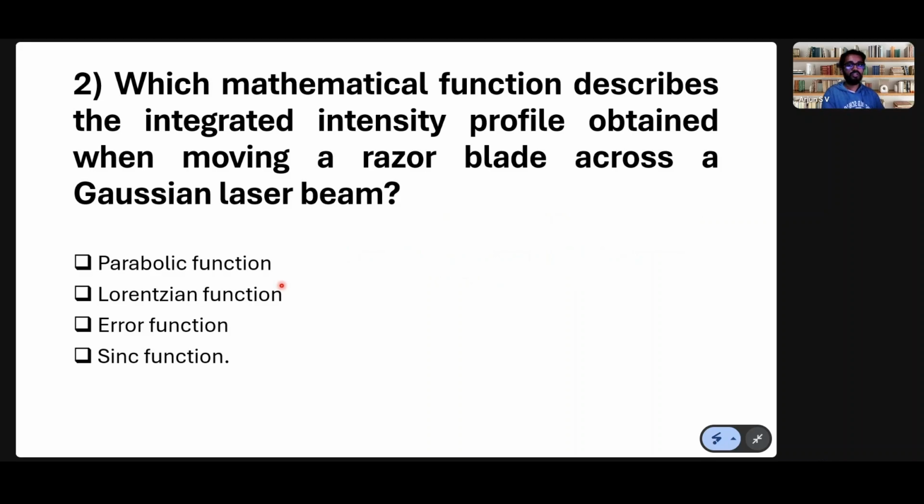Question number two, which mathematical function describes the integrated intensity profile obtained when moving a laser blade across a Gaussian laser beam? The options are parabolic function, Lorentzian function, error function, and sine function.